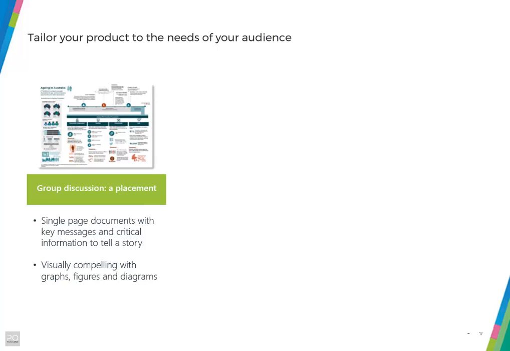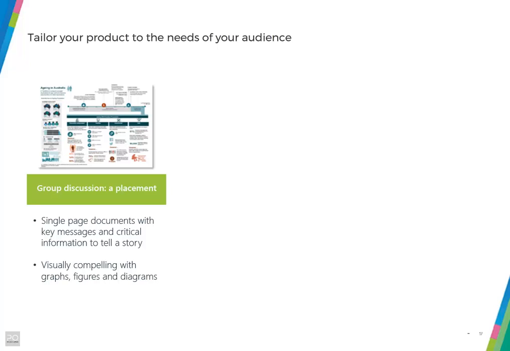For example, if you need to support a group discussion on a particular topic, you might want to consider an A3 placemat. These are a good alternative to a slide document as they're easy to engage with in a group setting. Placemats are single-page documents that bring together key messages and critical information to tell a story. They can include visually compelling graphs, figures and diagrams.